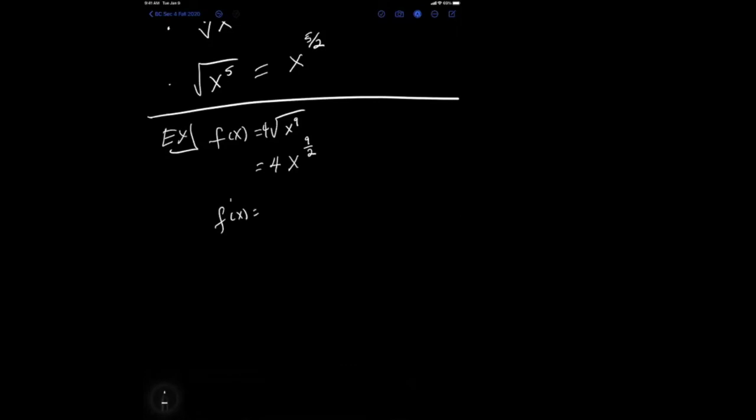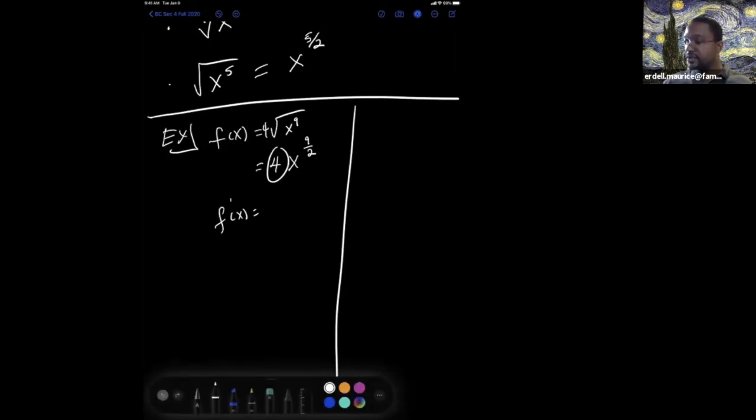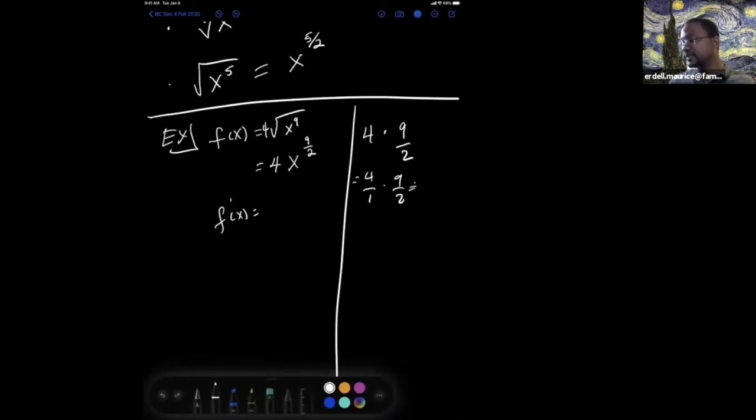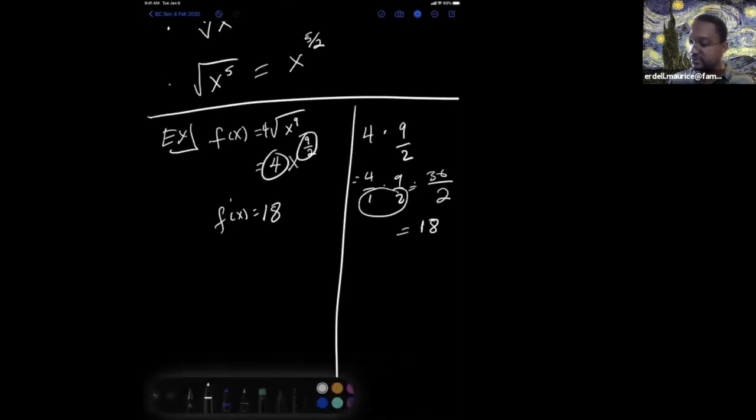So the derivative is to first multiply these two numbers together. So that's going to mean 4 multiplied by 9 over 2. To multiply them, I'm going to make them both fractions. So I'm going to write it as 4 over 1 times 9 over 2, because 4 over 1 is the same thing as 4, correct? And then you simply multiply across. 4 times 9 is 36. 1 times 2 is 2. And 36 divided by 2 is 18. And so the number at front is 18 after I multiply these two together.